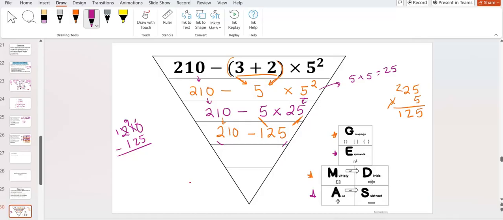Well, because we borrowed here, so this was a 0, so now I'm going to add it there. Okay, and I'm going to get a 5 here, an 8 here, and that's 85. My final answer is 85.